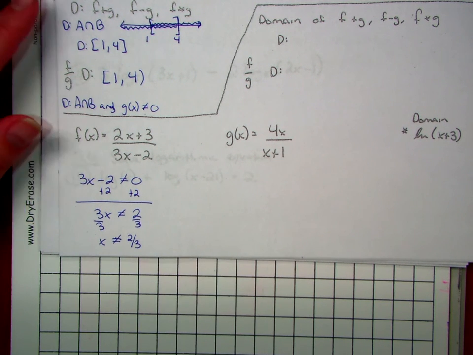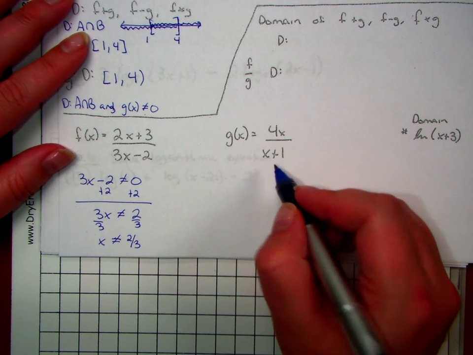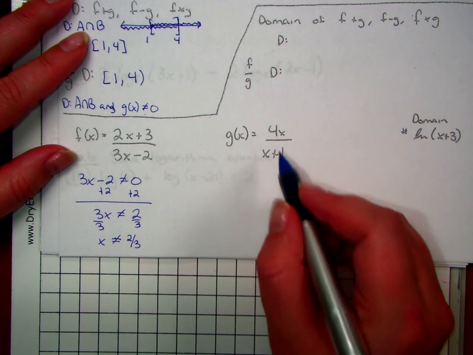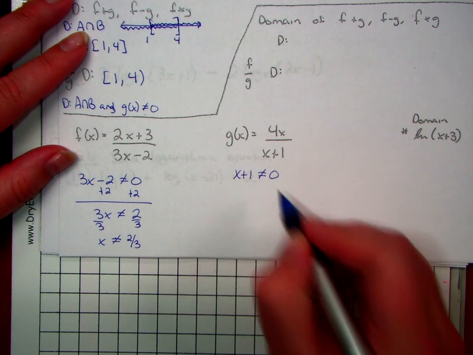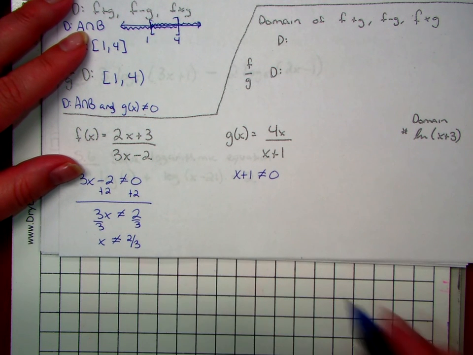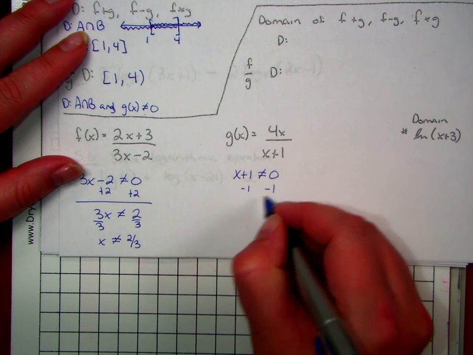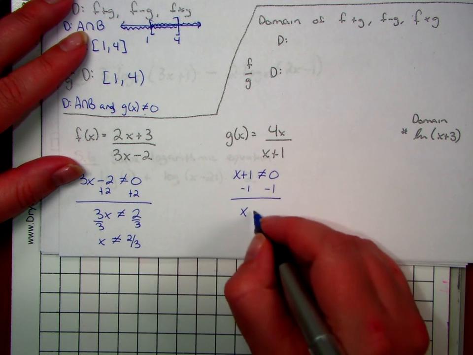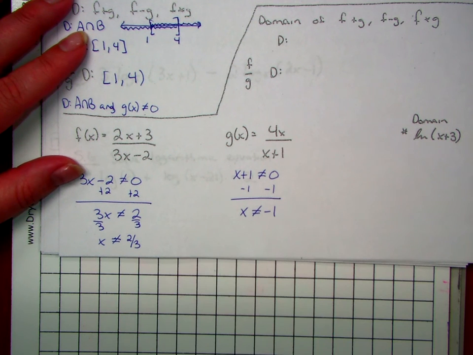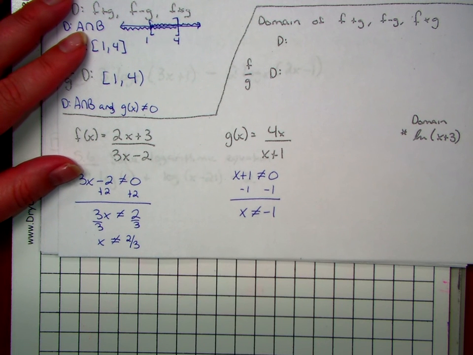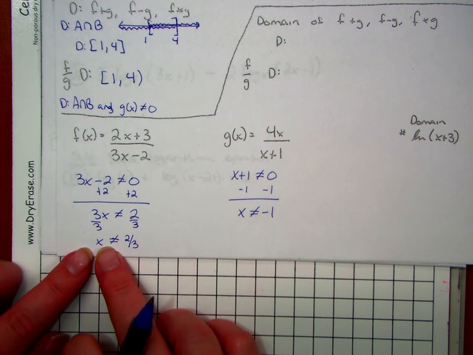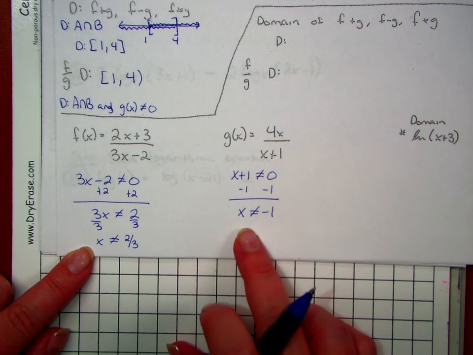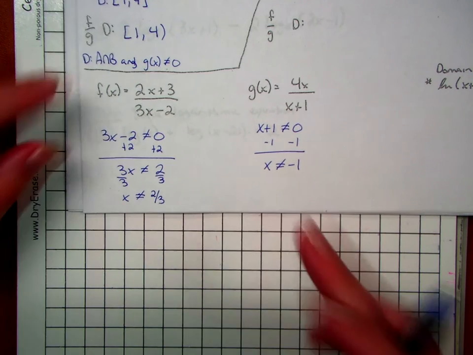If I did the same thing for g, it doesn't matter what the numerator is, it just matters what the denominator is. So make sure the denominator is not 0. If I solve this, I'm going to subtract 1 from both sides, and I get x can't equal -1. So we're just throwing this number out of the domain of f, and we're throwing this number out of the domain of g.